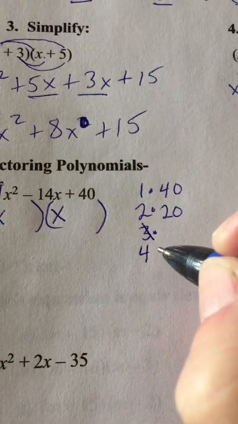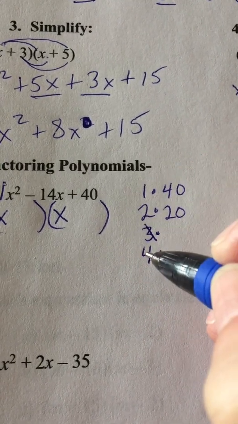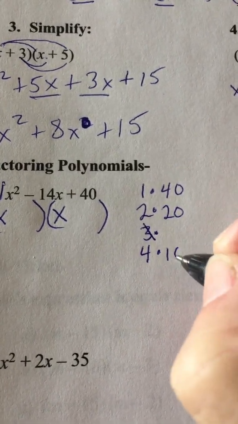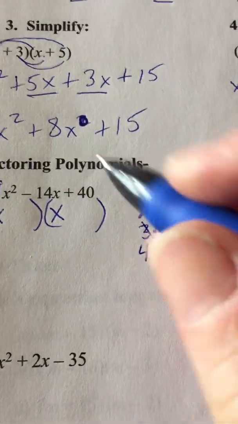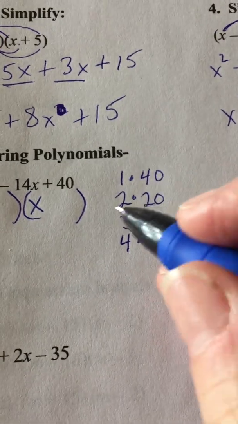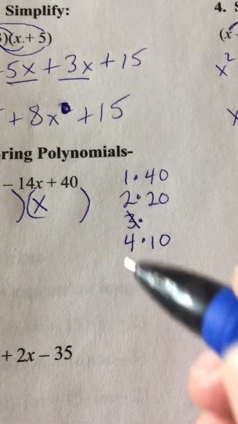So let's try 4 now. 4 times what? If you don't know what the number is, do 40 divided by 4, and it will tell you the answer is 10. So 4 times 10 equals 40. So I'm making a list of numbers here that multiply together to equal 40. These are factors. 1 times 40, 2 times 20. 4 is a factor, 10 is a factor.